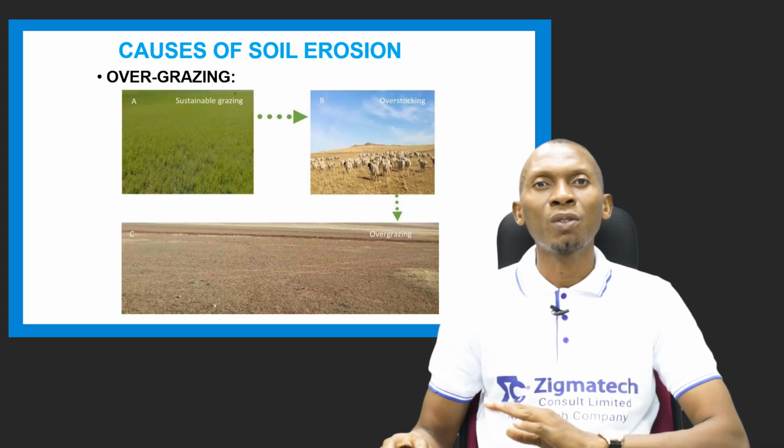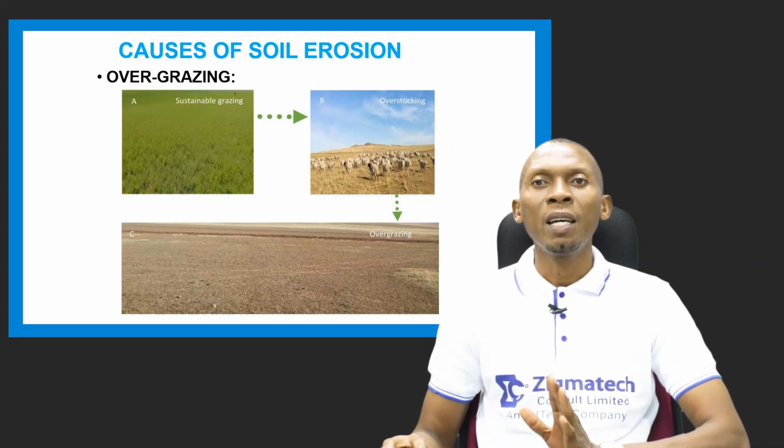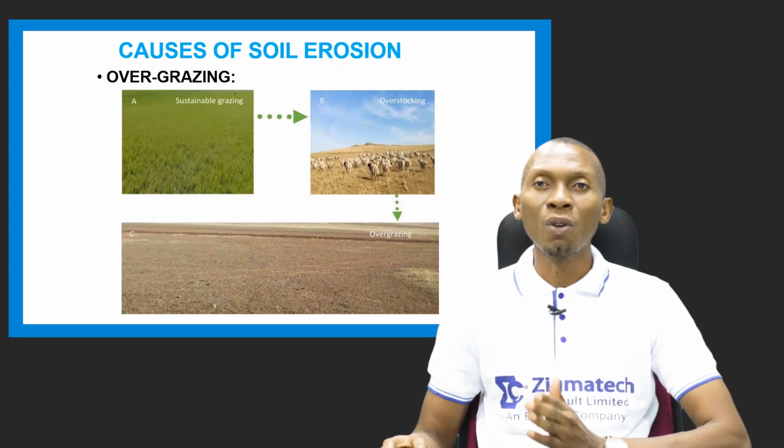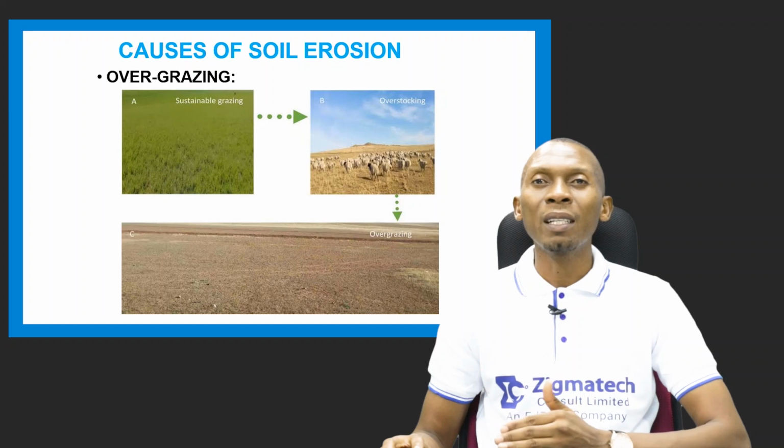Now this picture helps us to understand overgrazing. You can see sustainable grazing, that first picture A. Picture B, I talked about overstocking, when the animals grazing are much more than the carrying capacity of the land.